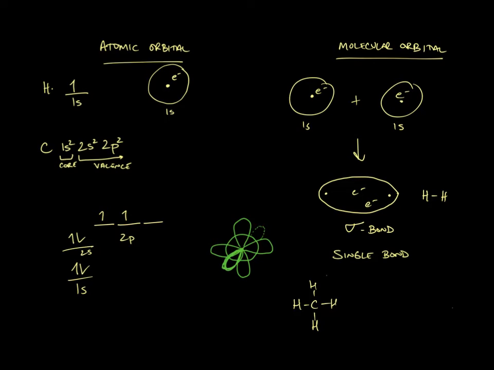It cannot happen with atomic orbitals the way that they exist in carbon, or indeed in nitrogen or oxygen or anything else. So what happens in order for these four orbitals, the s and the three p's, to make four different sigma bonds in three-dimensional space is they have to hybridize. So we will move on and look at that in just a second.